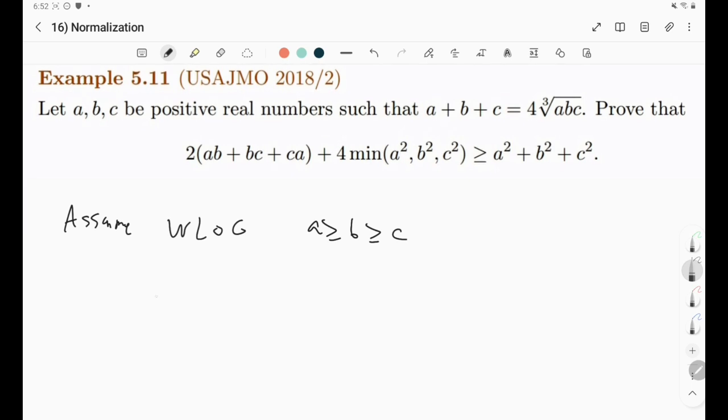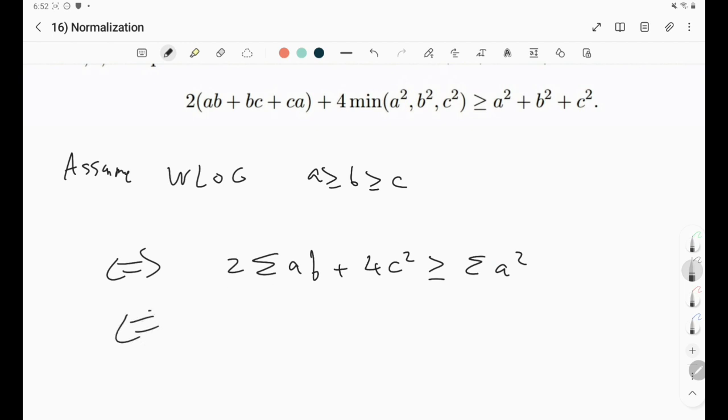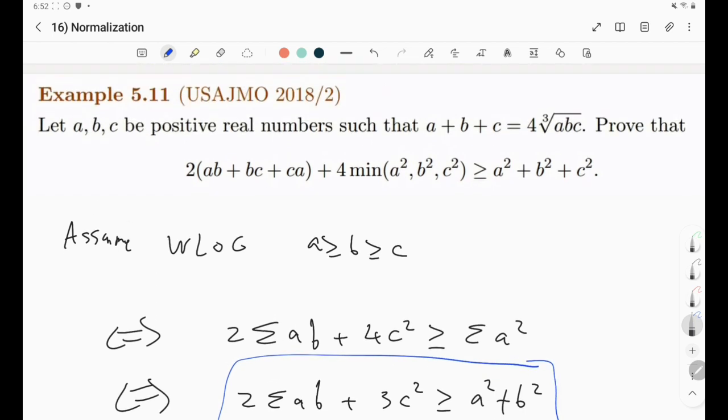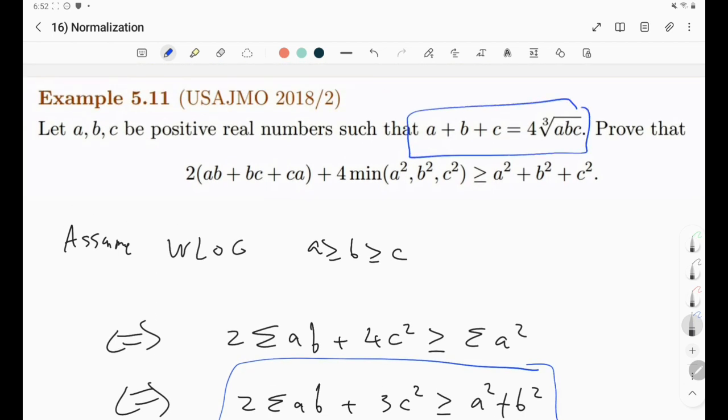So now our inequality is the same as doing like this. 2 sigma ab plus 4c squared is greater than or equal to sigma a squared. In fact, you can just cancel here and get this thing: 2 sigma ab plus 3c squared greater than a squared plus b squared. So this is basically our inequality, right? This is what we want to prove. And this is our condition, don't forget.